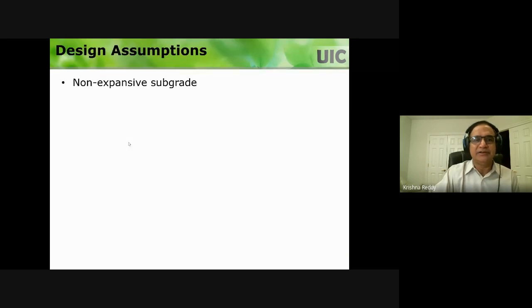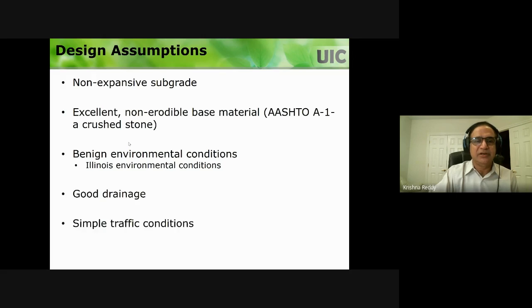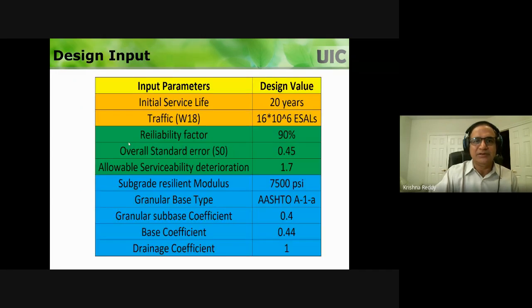So in our case, we don't have any expansive soils here, which is good. I know in some parts of the world, even some parts of the U.S., we have expansive soils. You have to take special precautions, or incorporate special design features. And the materials that we got is non-erodible base material, and we don't have big environmental issues, typical Illinois issues. Good drainage is available, and traffic assumptions are this one. So all this is the design input for designing these pavements.